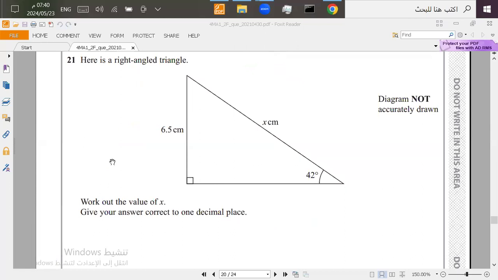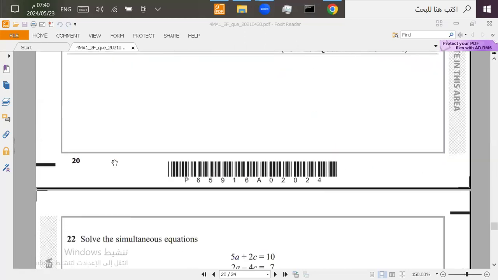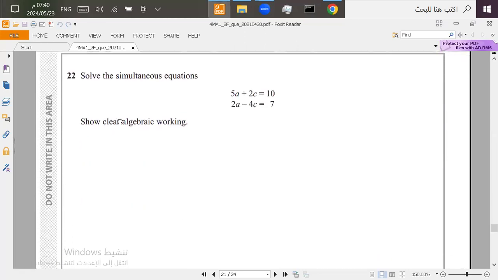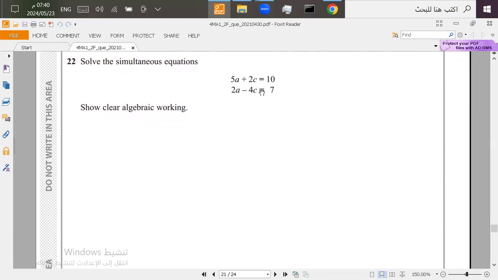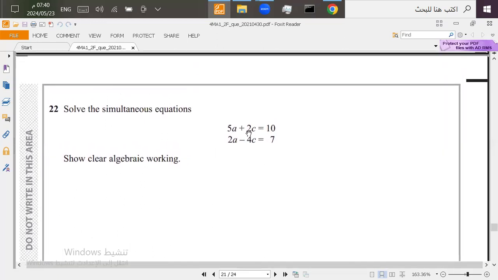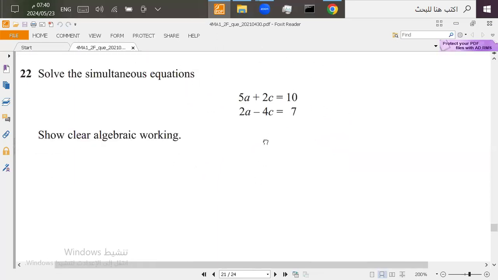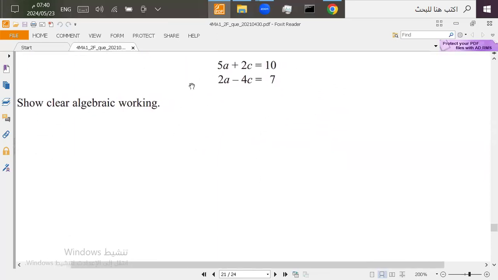Now let's move on. Question 22. Solve the simultaneous equations. Show clear algebraic work. Here we have two simultaneous equations, A and C. Now let's zoom in. Let me show you how to solve them. Let's zoom out a bit. So here, let's cover this, we can work here.